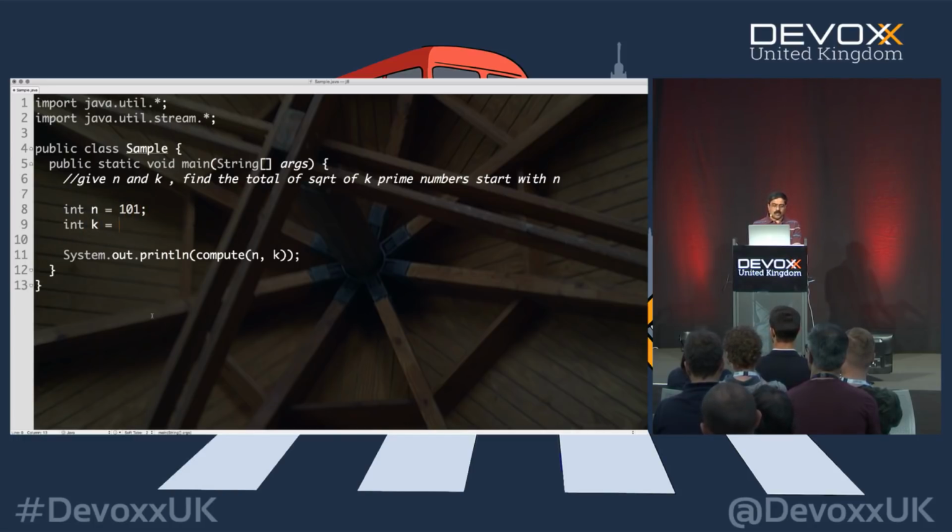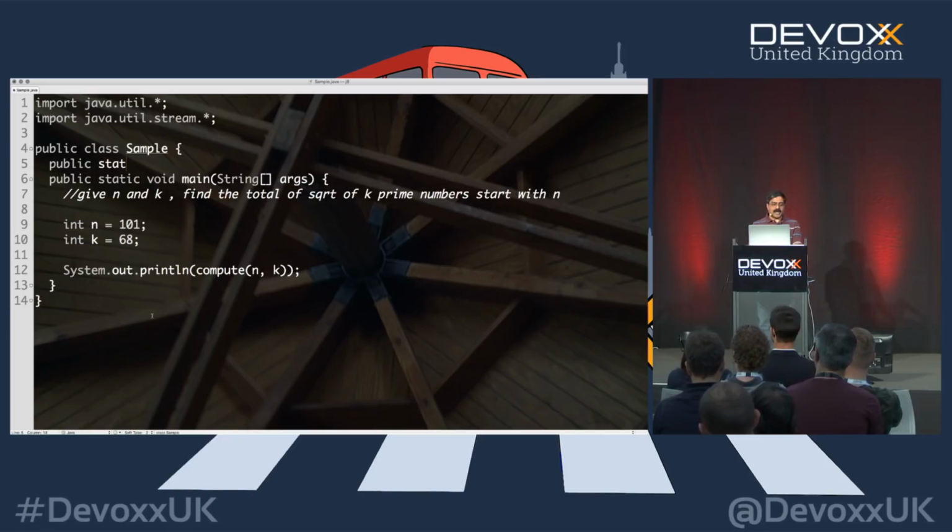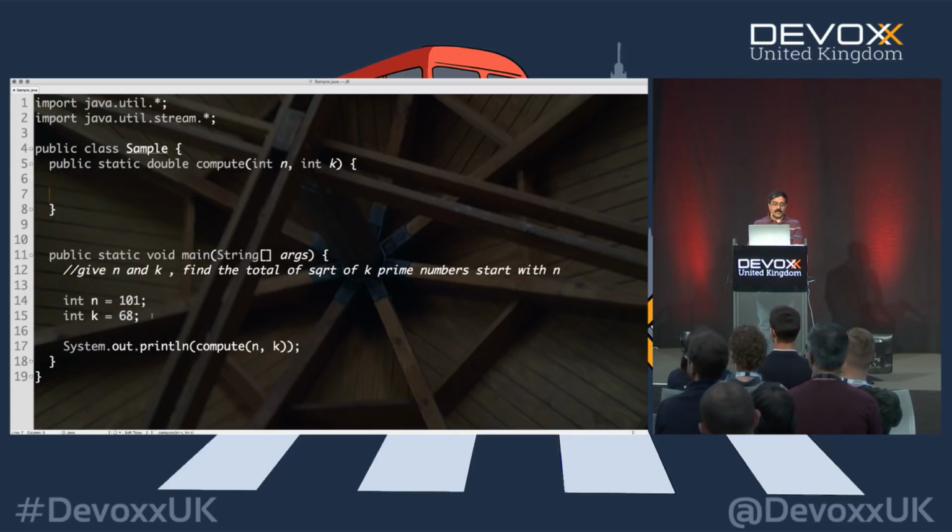Let's say int k is equal to, let's say 68, some value, right? So I'm going to write the compute method. So public static double compute. And what am I going to take? n and k as the two values right here. Now that we have these two values, what am I going to do? Let's just return a 0 just to make sure the compiler is happy.